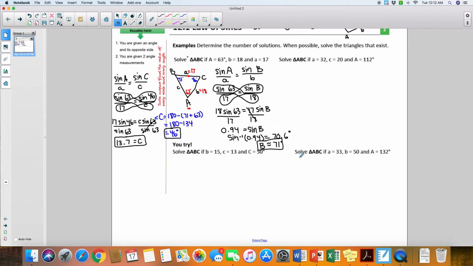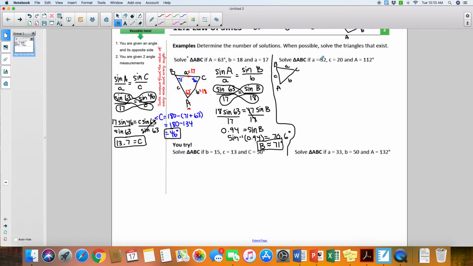All right, so let's take a look at the next one. It says solve triangle ABC if a equals 32, c equals 20, and A equals 112. So again, I'm going to start by drawing a triangle. And I am actually going to draw a line here for my base. All right, so I'm going to draw my little triangle. Here we go. All right, and I'm going to label A, B, C. This would be little a, this would be little b, and then this would be little c.